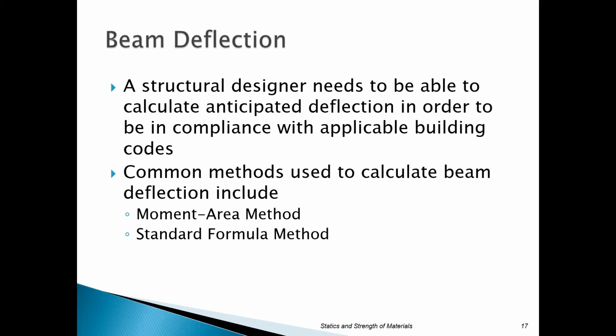There are a couple of different methods used to calculate beam deflection. We're not going to get into it very involved; I'm just going to show you a real simple one. They have what's called the moment area method, which is a much more involved methodology, and it allows you to calculate deflection at any point along your beam. Most of the time you're looking at maximum deflection, but this method will allow you to get any type of deflection along it. The other one is what's called the standard formula method.